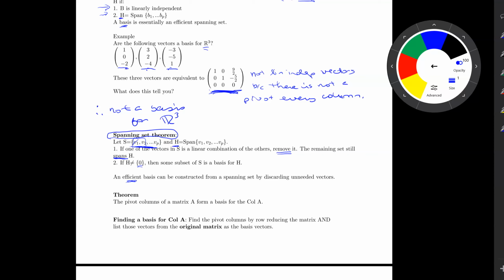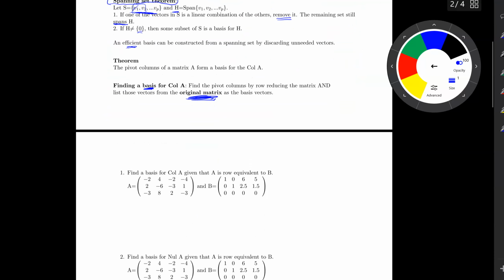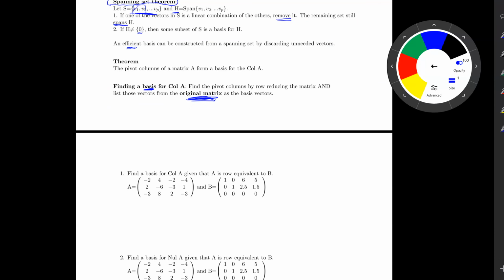The pivot columns of a matrix A form a basis for Col A. We already know how to find Col A, and that's finding the pivot columns of the matrix A. And remember, we always go back to the original matrix to pick out those vectors for Col A. So a basis is going to be the set that spans Col A, and they're linearly independent because we're picking linearly independent columns, the pivot columns.